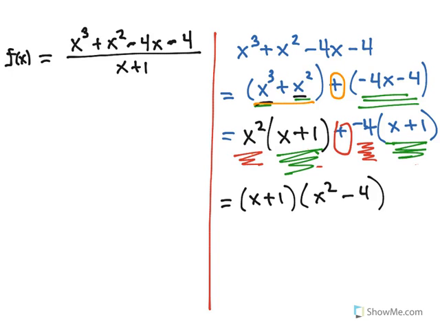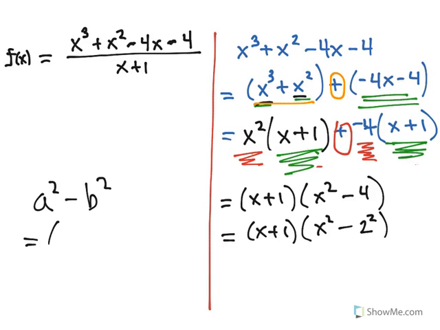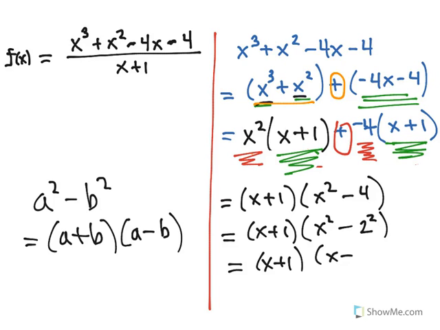You may remember a factoring pattern called a difference of 2 squares. So here I have x squared minus 4, which is 2 squared. Whenever you have a squared minus b squared, you can factor that as a plus b times a minus b. So we can go ahead and factor that as x plus 2 times x minus 2. And I have factored the numerator.